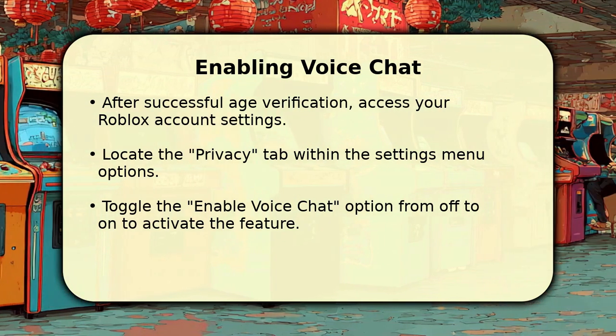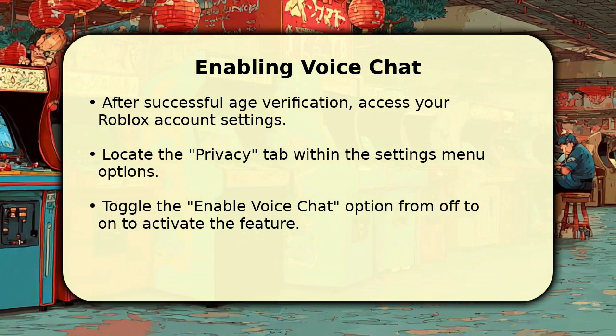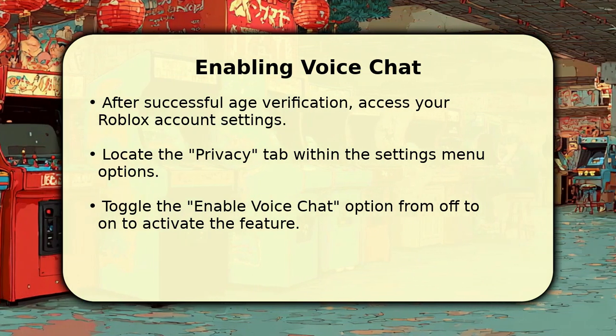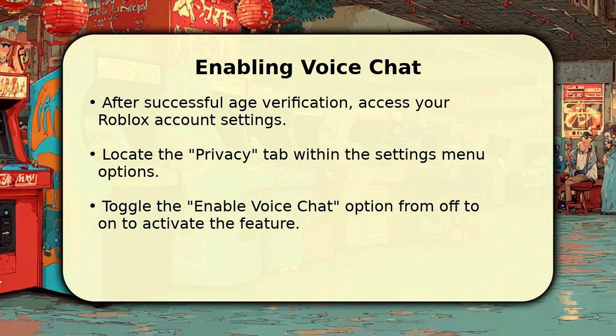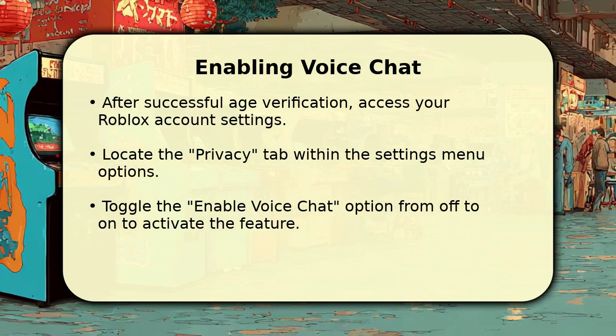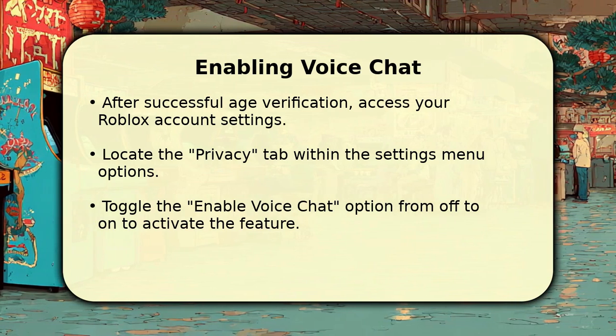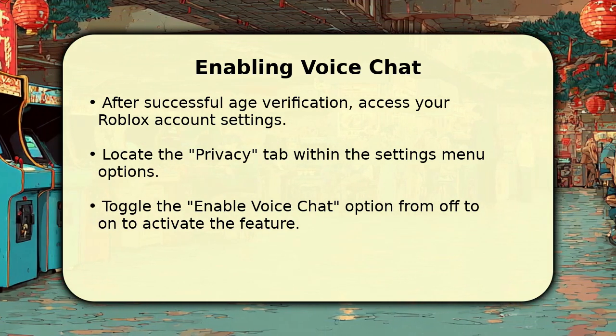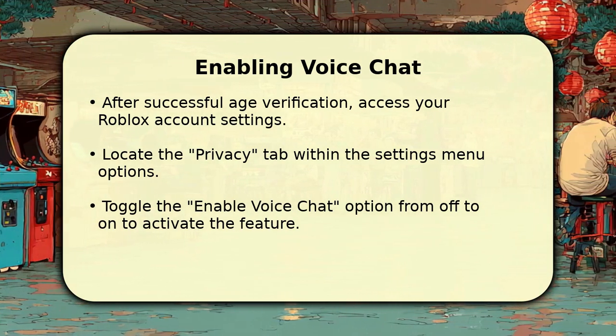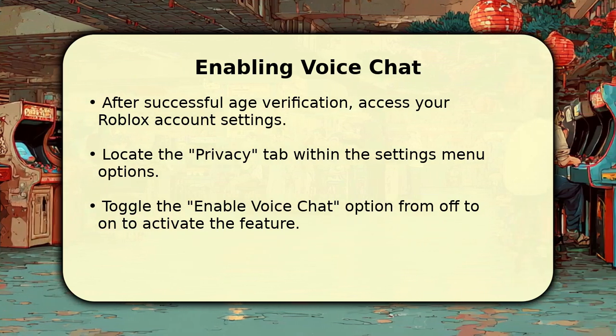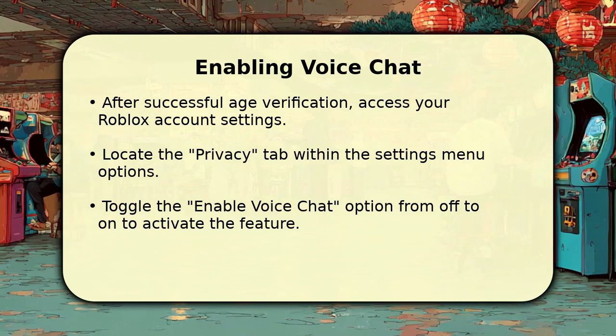Once age verification is complete, whether through your parent or another approved method, you can proceed to activate voice chat. Log into your Roblox account and navigate to the Settings menu, which you can usually find by clicking the gear icon. From there, select the Privacy tab. Within the Privacy options, you will see a toggle labeled Enable Voice Chat. Simply click this switch to turn the feature on, allowing you to use voice communication in compatible experiences.